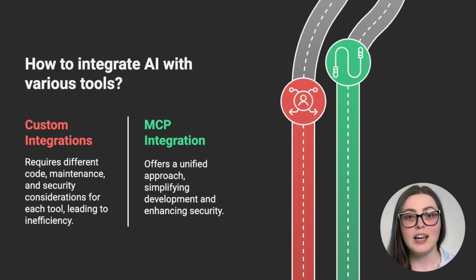Before MCP, if we wanted our AI assistant to access our calendar, query a database, or control our browser, we would need custom integrations for each tool. Each one required different code, different maintenance, and different security considerations. It was a fragmented, inefficient approach that limited what AI could actually do in real-world scenarios.